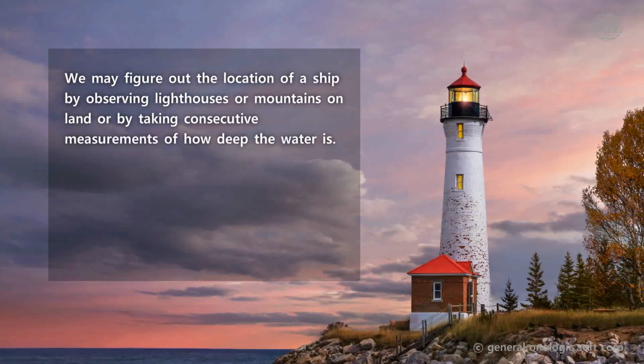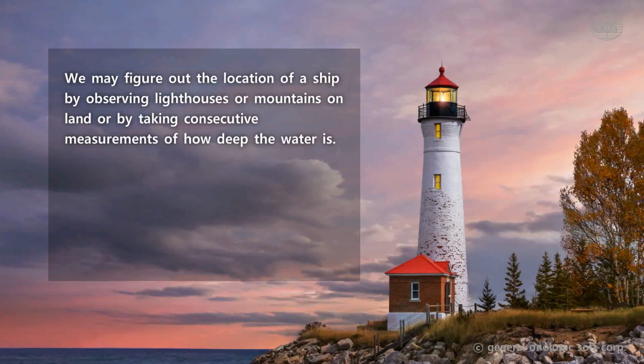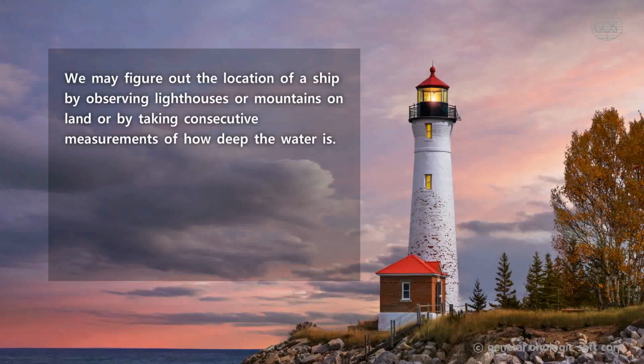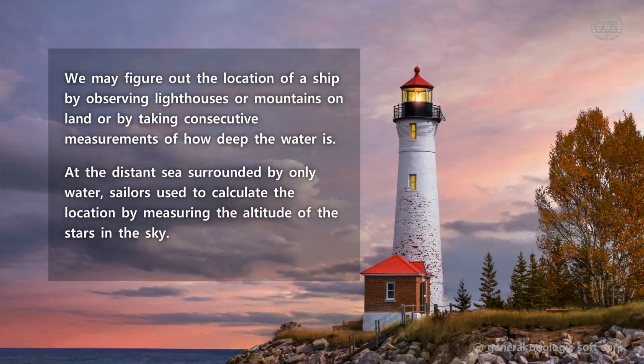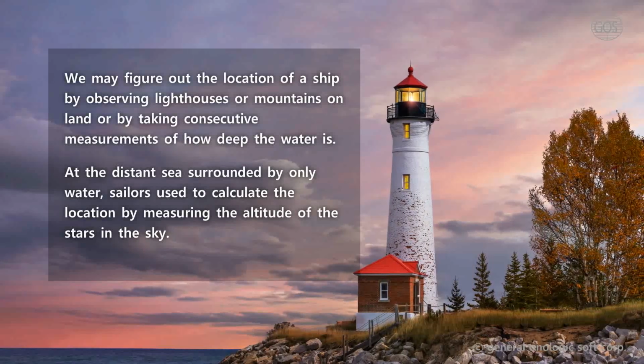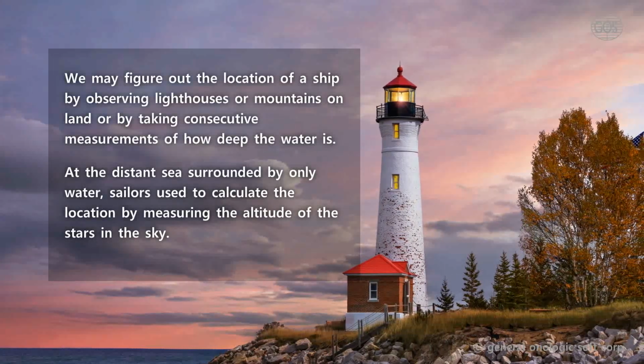We may figure out the location of a ship by observing lighthouses or mountains on land, or by taking consecutive measurements of how deep the water is. At distant sea surrounded by only water, sailors used to calculate the location by measuring the altitude of the stars in the sky.